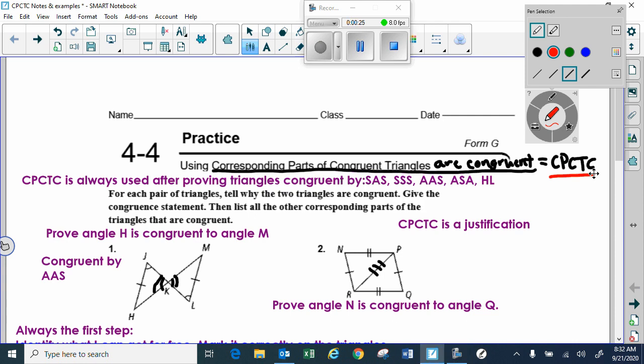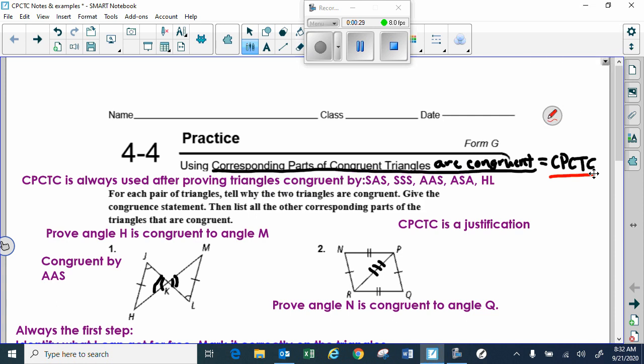Corresponding parts. We've been identifying corresponding parts. You start with congruent triangles, you match up their corresponding sides or angles. So corresponding parts of congruent triangles. So notice we have to know that they are congruent already. So we have proven them congruent already. And as you see in the next line down, CPCTC is always used after proving triangles congruent.